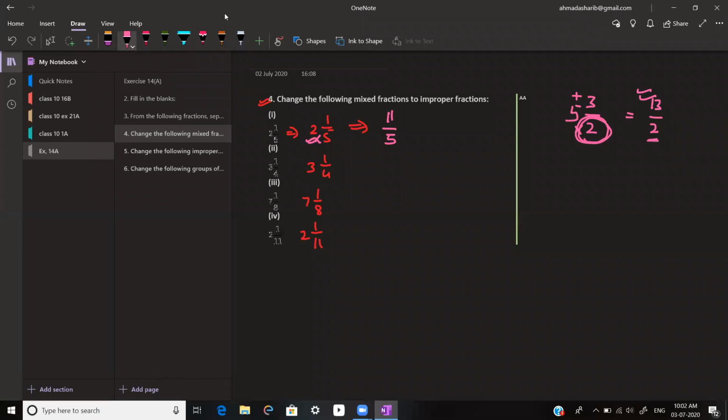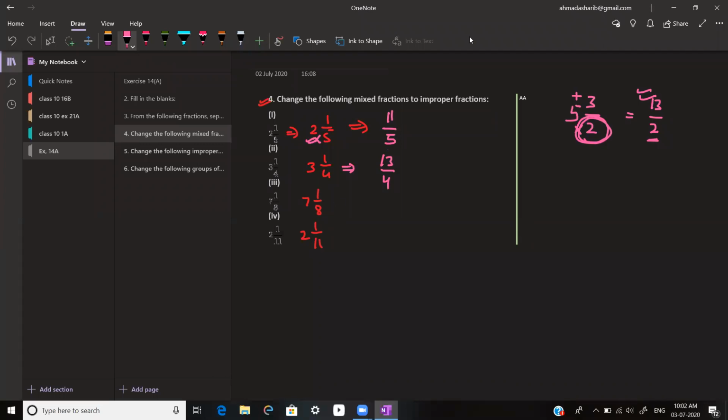Then change this fraction 3 whole 1 upon 4. 3 whole 1 upon 4, students. 3 4s are 12. 12 plus 1, 13. 13 upon 4. This is the answer. Rukaiya, Jatin, everybody is giving the right answer. But I want each and everyone to write the answer in the comment box.